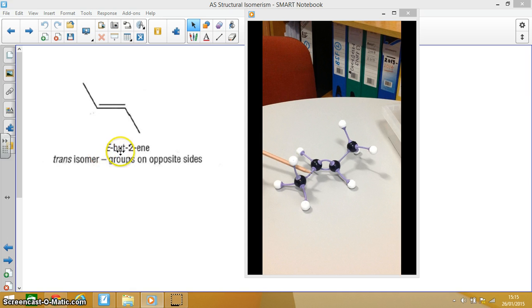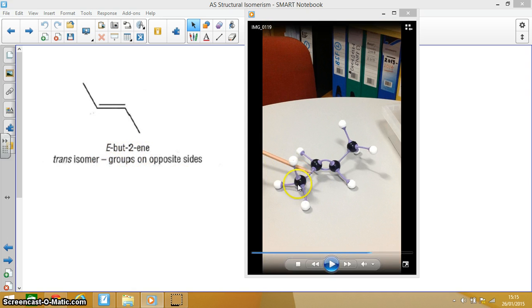the E-but-2-ene and the trans isomer, because carbon 1 and carbon 4 are in the trans position, and I'm just illustrating that.